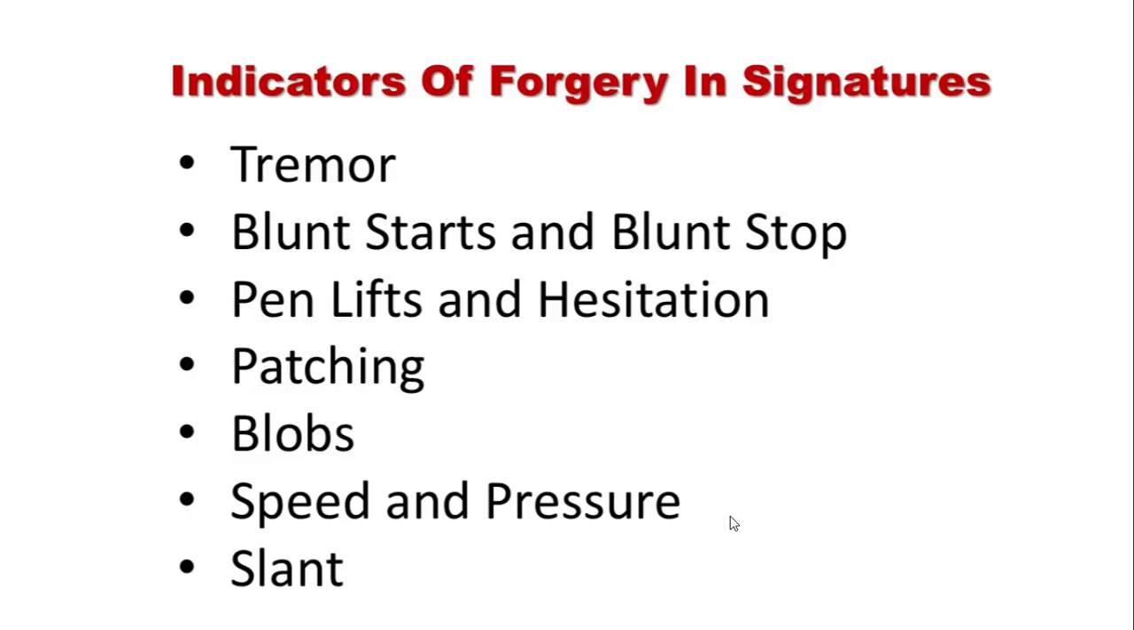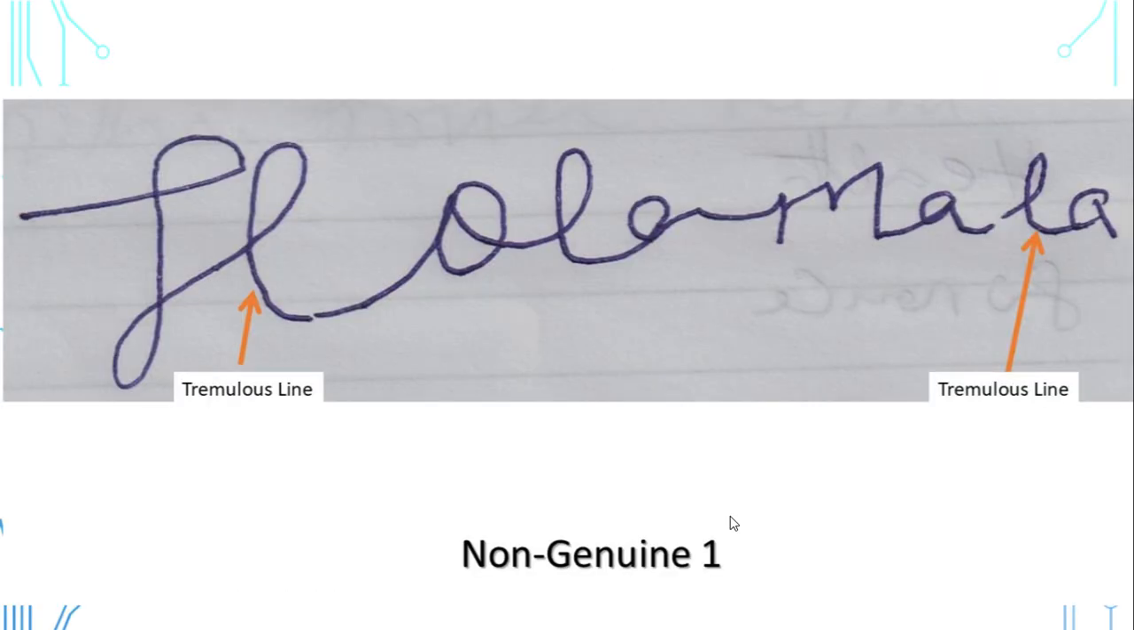Tremor is a sign that we see on strokes or lines of a signature that makes the signature look as if the hand of the writer was shaking while writing it. Wherever you see a signature where the lines are hairy, or as if the hand of the writer is shaking, we call it tremor. It is when the signature is tremulous. When it is tremulous, it's a very vital indicator of forgery in signatures.